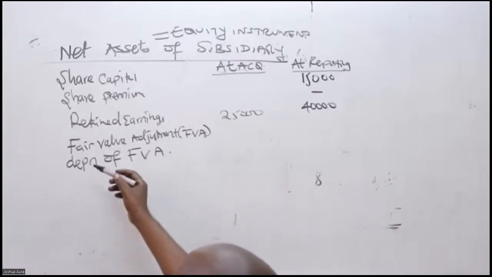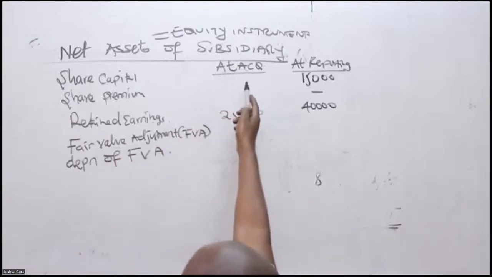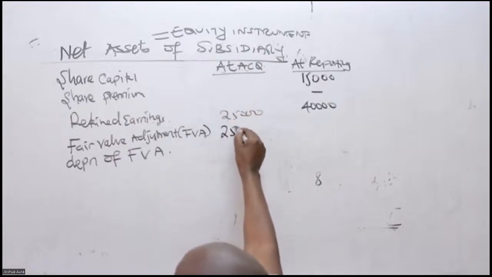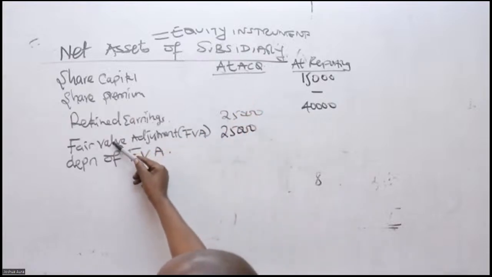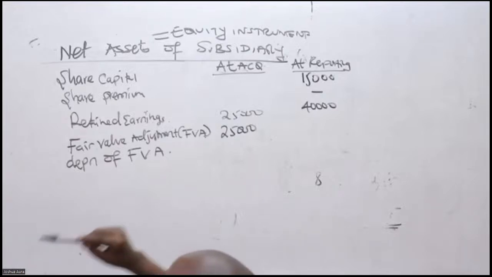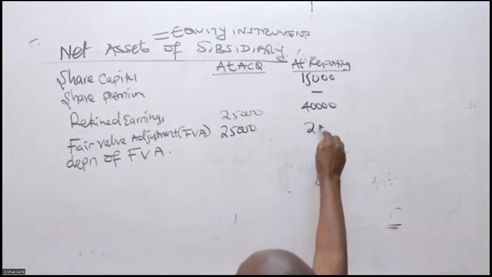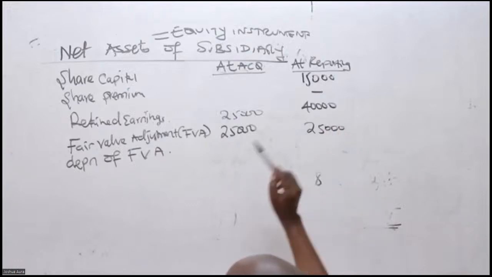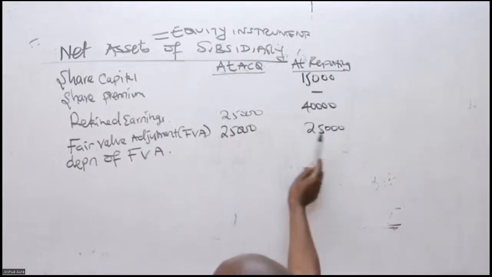So remember, this was done at acquisition. At acquisition, we have here 25,000. This fair value adjustment does not change. The fair value adjustment at acquisition is the same as the fair value adjustment at reporting. So in this case, it will give us 25,000. Normally they are the same.